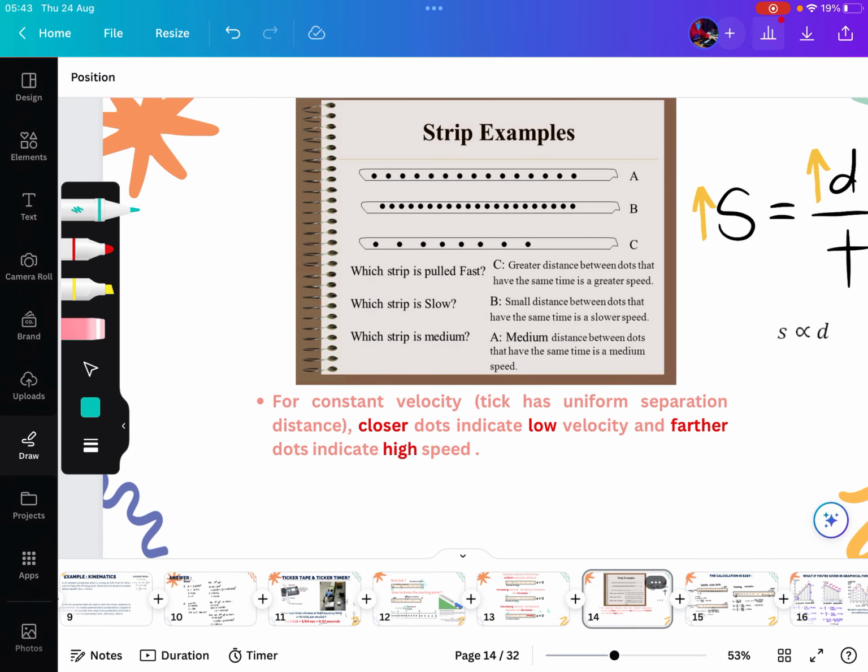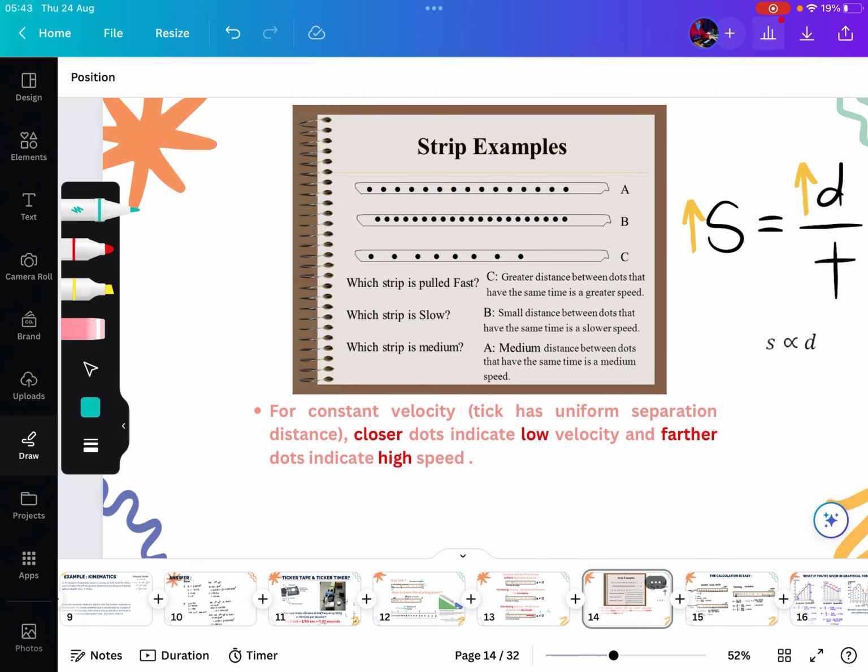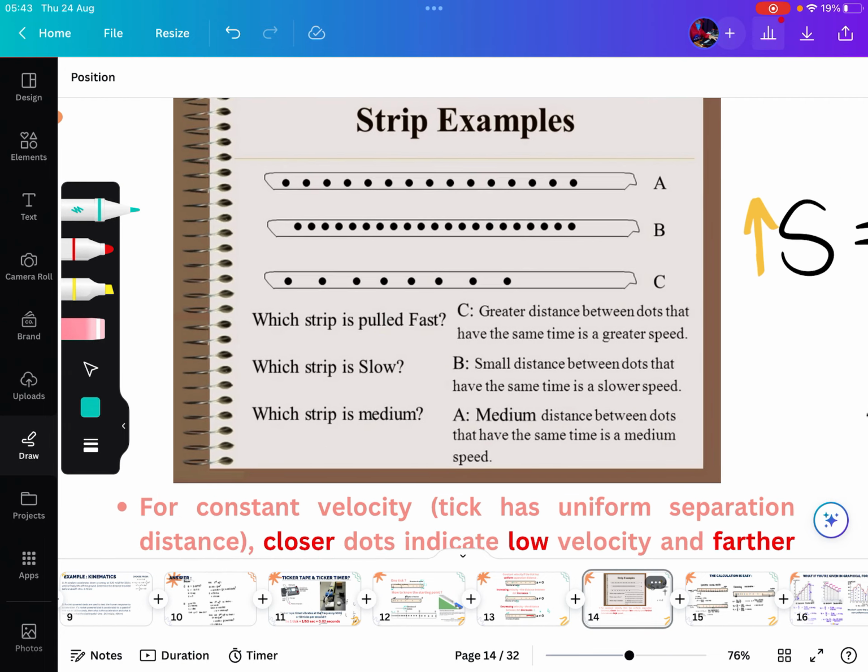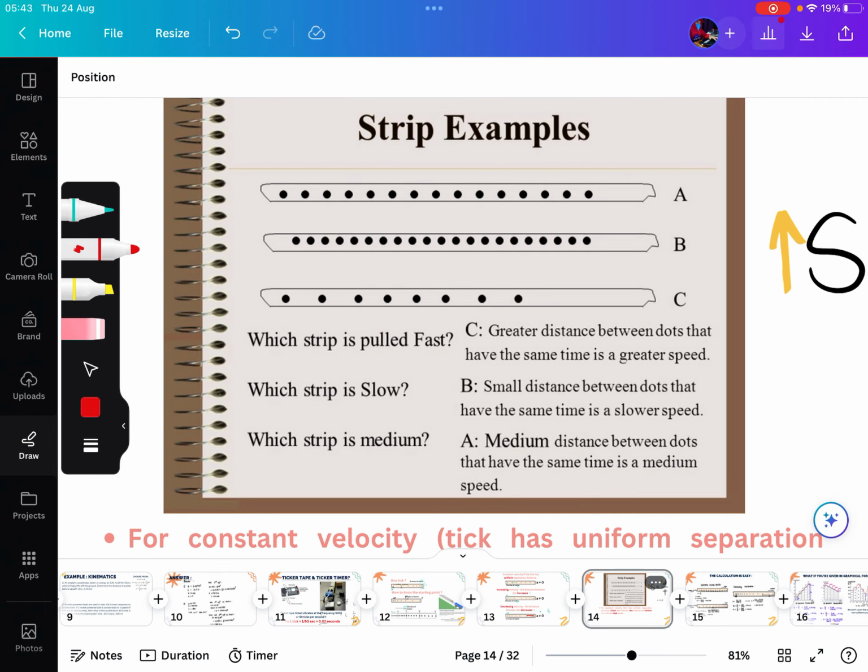Alright, so you can read this a little bit. For constant velocity, it has a uniform separation. Closer dots indicate low velocity and farther dots indicate high speed, as I discussed just now. So this is a closer dot or a closer tick, so this is slower speed, as it is indicated here.